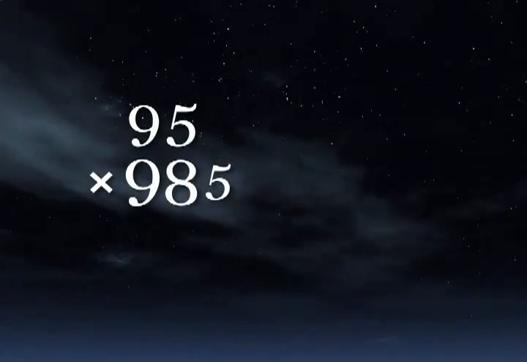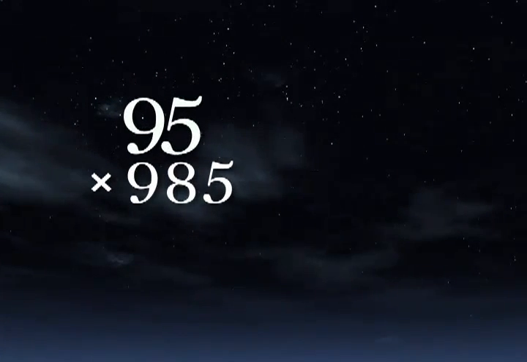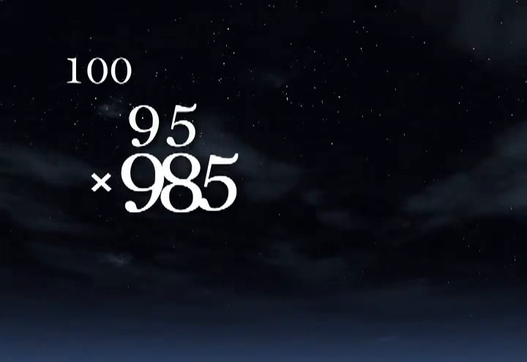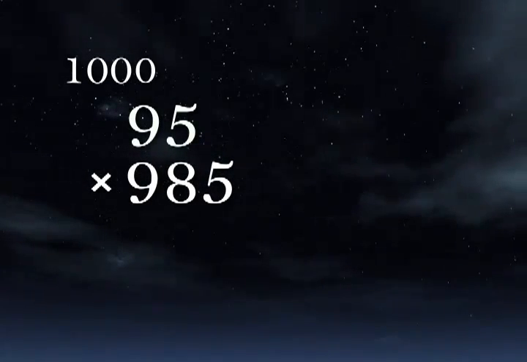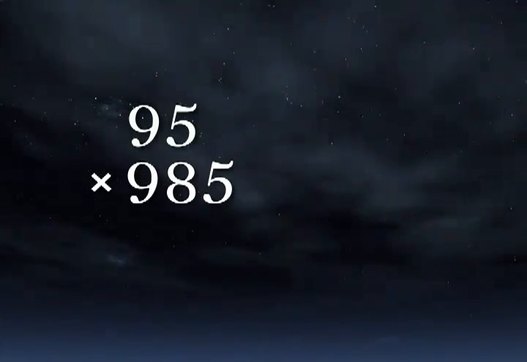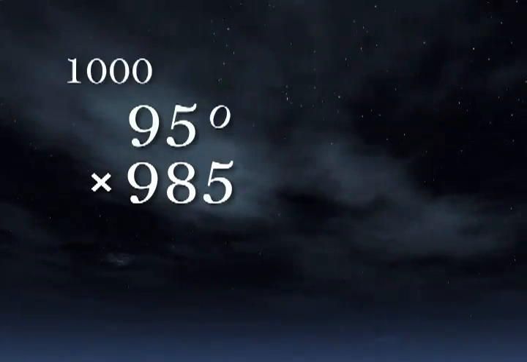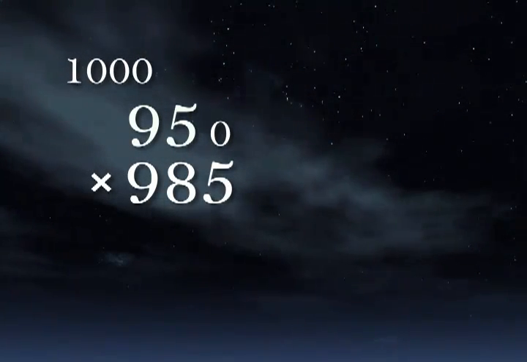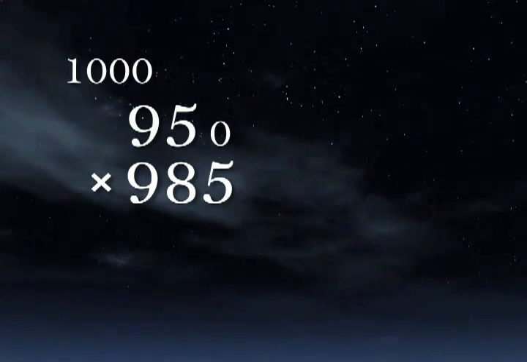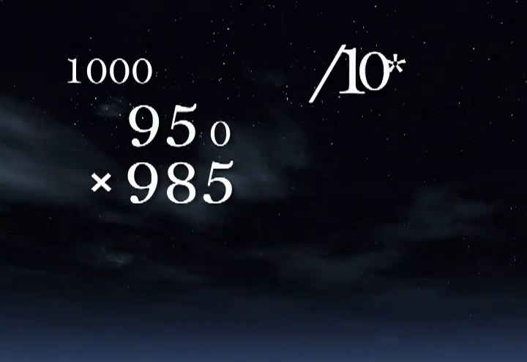Take a look at this problem. The first number calls for base 100, but the second calls for base 1000. There's a simple way to handle the problem. Multiply the 95 by 10, so that we can use base 1000. That will give an answer which is 10 times too big. So at the end of the problem, we'll divide by 10.